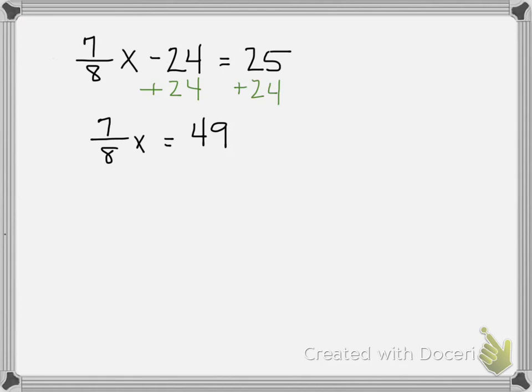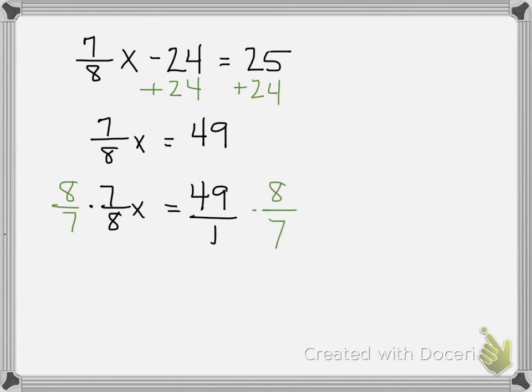Now, I have a fraction smashed up against my variable, right? Normally I would divide by a fraction, but remember what we've been calling it? You multiply by the inverse. It's a multiplicative inverse. So what I'm going to do is multiply both sides by 8/7. So x is equal to 49 over 1 times 8/7. Remember, this cross cancels to 1, so therefore we have our 1x all alone.